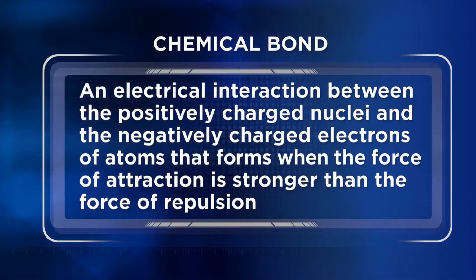For example, we learned that atoms do not want or need electrons, but atoms do attract or repel electrons due to electrostatic forces. In fact, those characteristics align with the definition of a chemical bond, which is an electrical interaction between the positively charged nuclei and the negatively charged electrons of atoms that forms when the force of attraction is stronger than the force of repulsion.